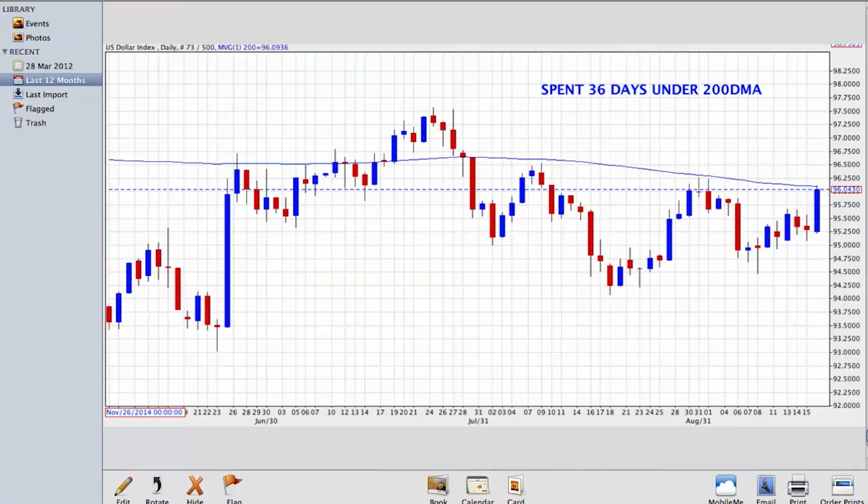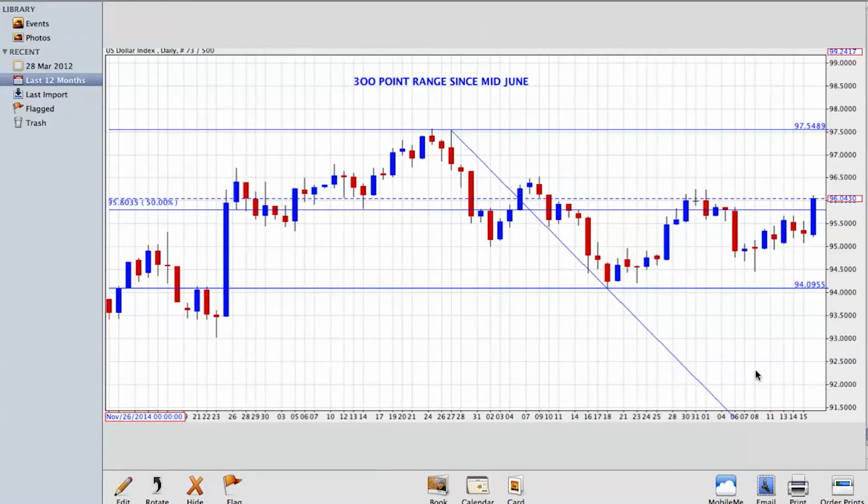If it can start to gain some momentum on a rate rise and push above, or it'll be very interesting to see what happens if they don't raise rates and we start to see it fall off again. If we have a look at this range that it's been trading in since the middle of June, it's been a 300-point range, and the 50% is right around the 95.80 where we closed above last week, and this range has been defining the US dollar since late June.